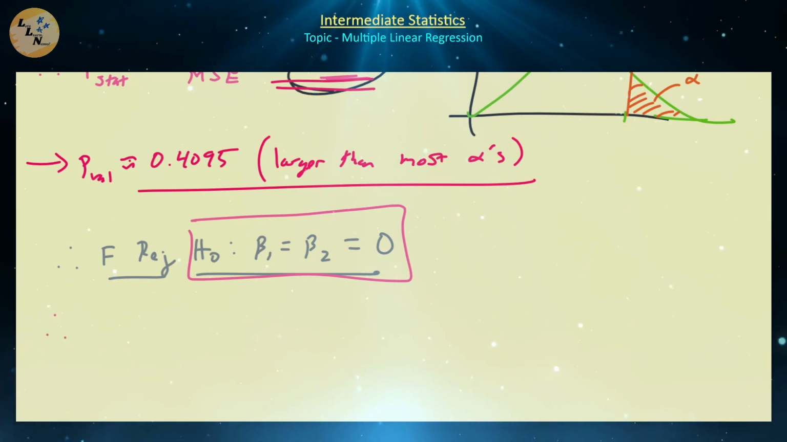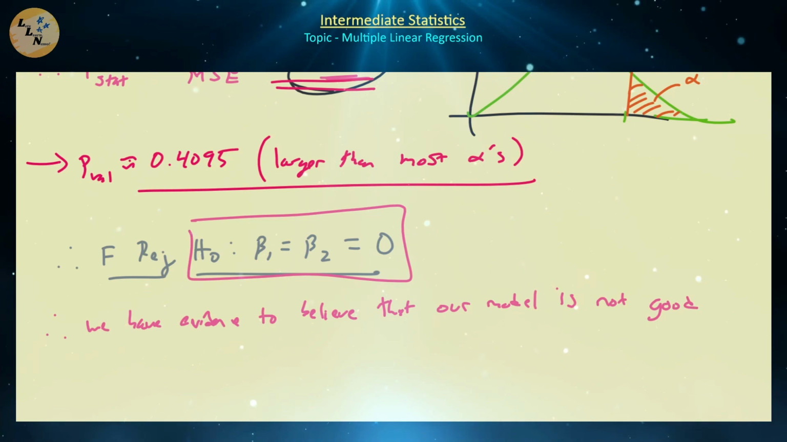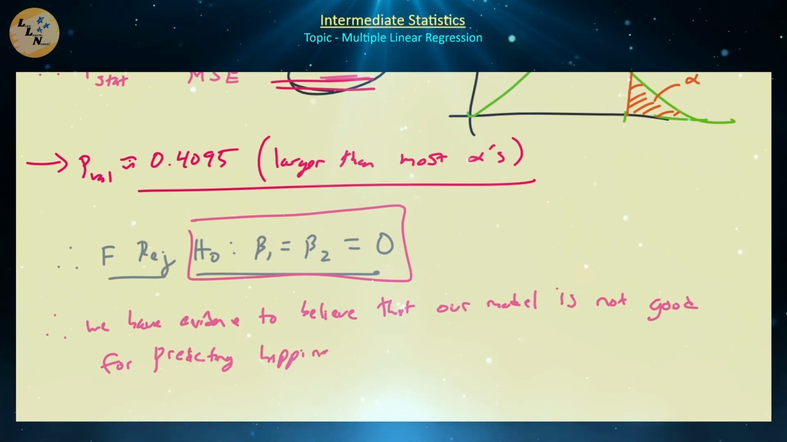So that means what? That means we have evidence to believe that our model is not good for predicting happiness based upon the two predictors of sleep and hunger, but mainly this is due to the fact that we only chose four particular samples for generating our particular model.